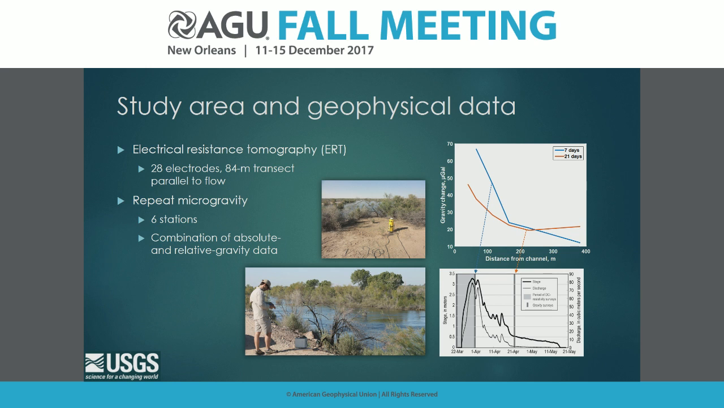We did 3 surveys: before the flow, one after a week and one after about 3 weeks. So the blue line is after 1 week, so we see a nice large increase in gravity at the channel, essentially zero change away from the channel. After 3 weeks, the change is decreased a little bit at the channel, but then across the board there is an increase at all stations.